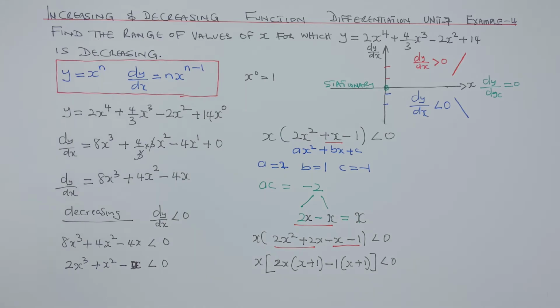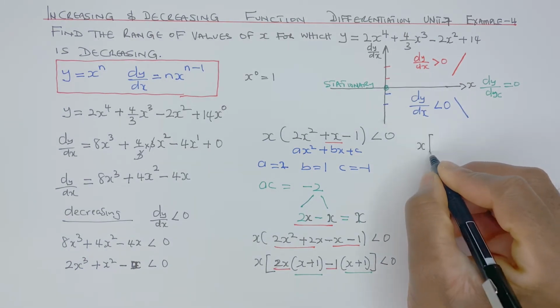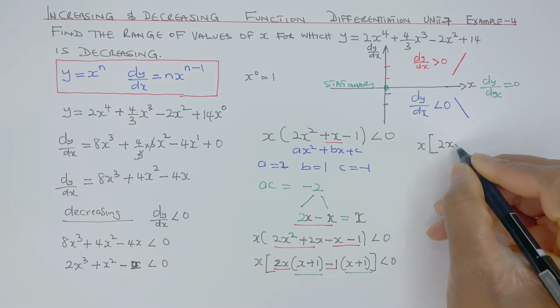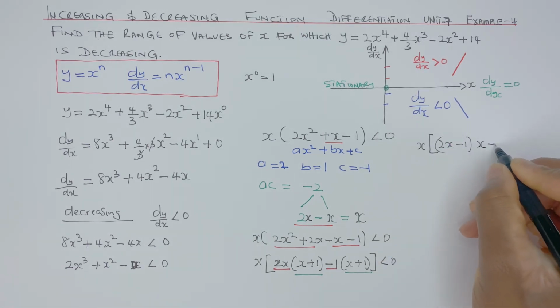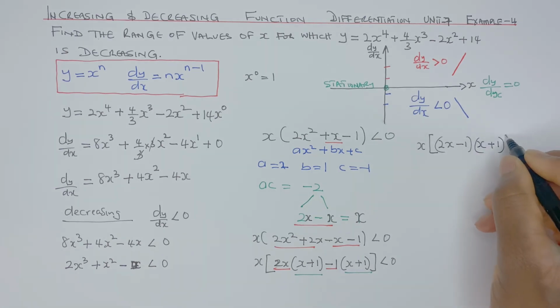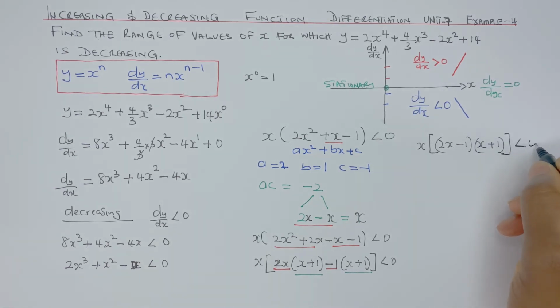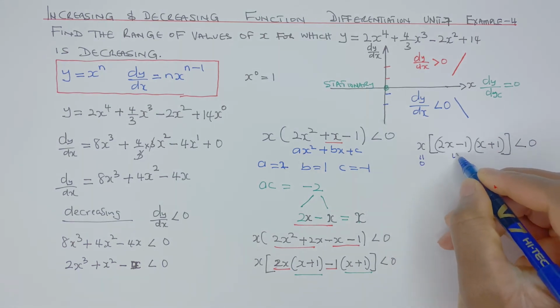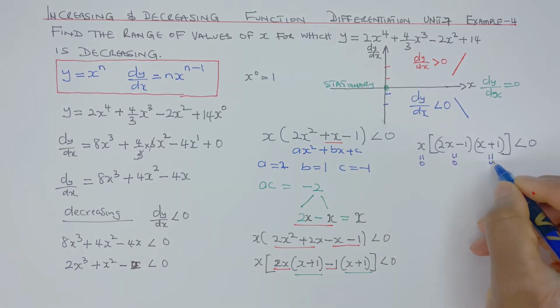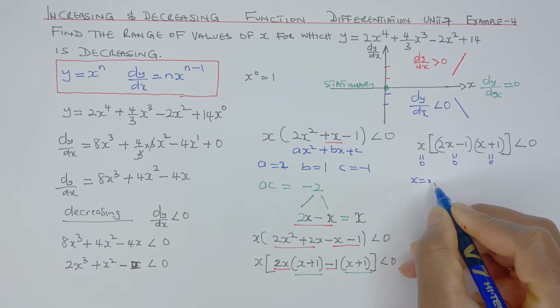Now I can see a common factor again, x plus 1, x plus 1. And then I'm left with 2x minus 1. I get x, open square bracket, 2x minus 1, that's a factor, and x plus 1 is another factor, all less than 0. If I set each of them to 0, that will be x equal to 0 for that one.